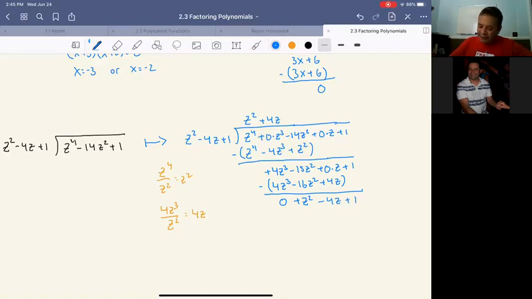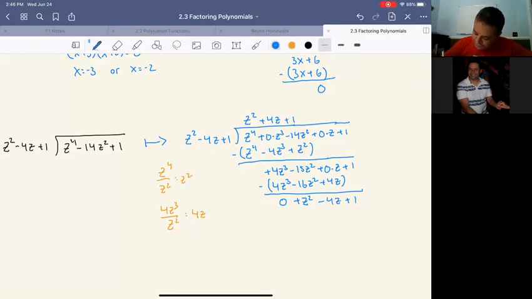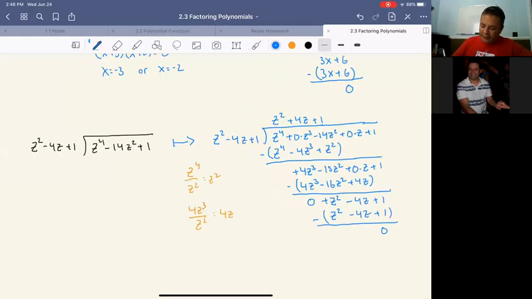Okay, now look. How many times does this z squared go into that z squared? 1. And look, it's z squared and it's the same thing. So we're gonna be done on this one. Plus 1, multiplying this on there, we're gonna have z squared minus 4z plus 1, parentheses and subtract, and we get a remainder of 0.